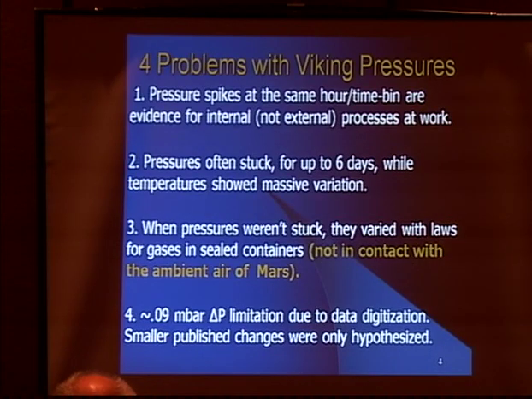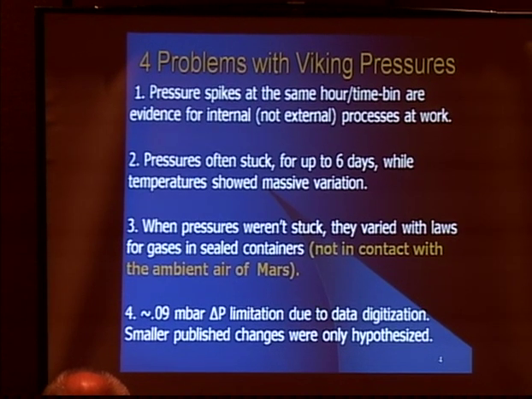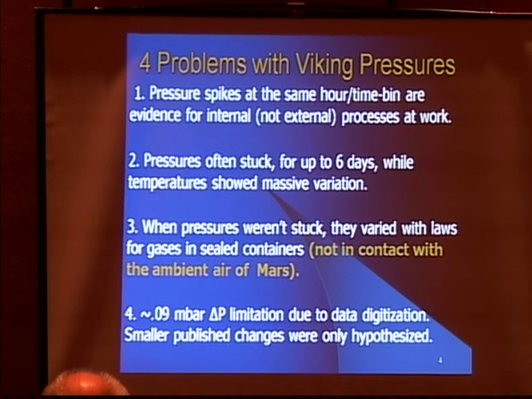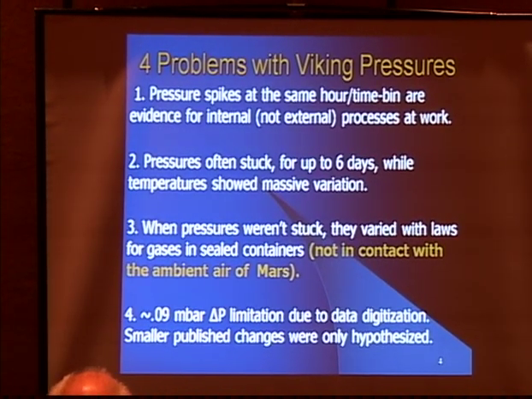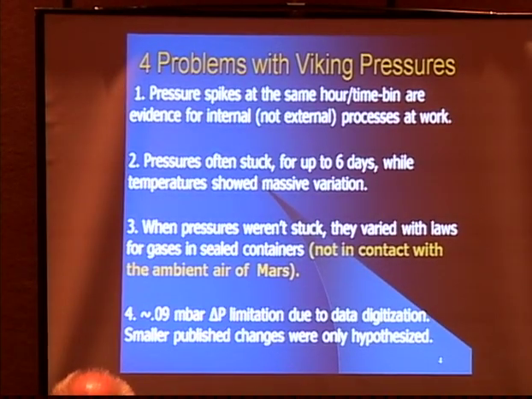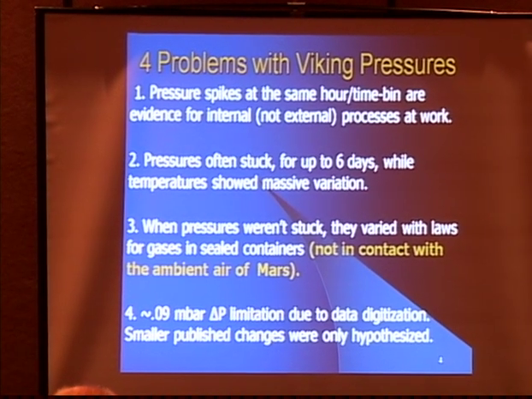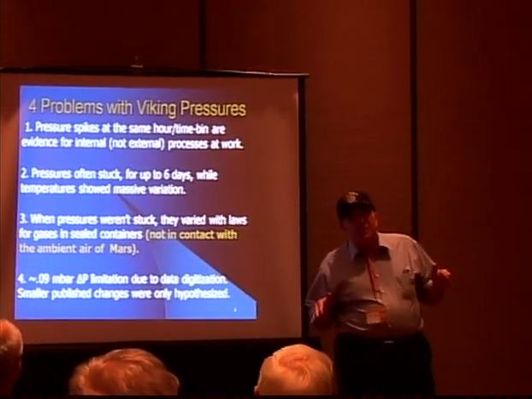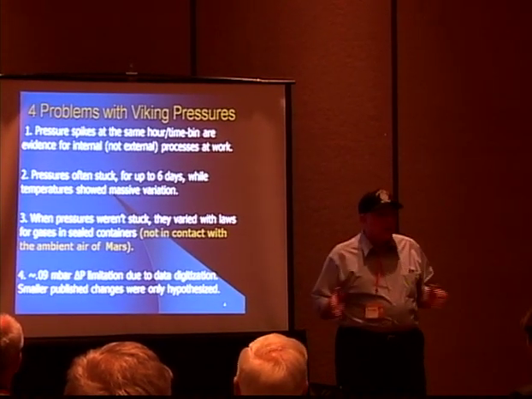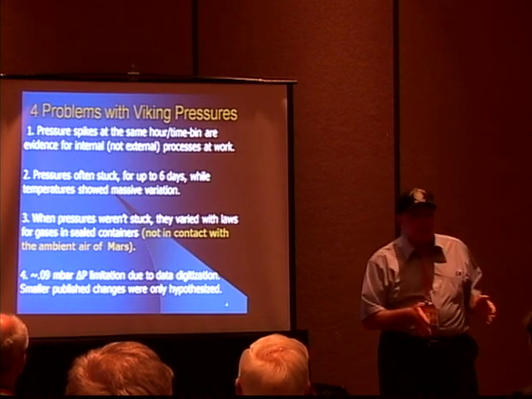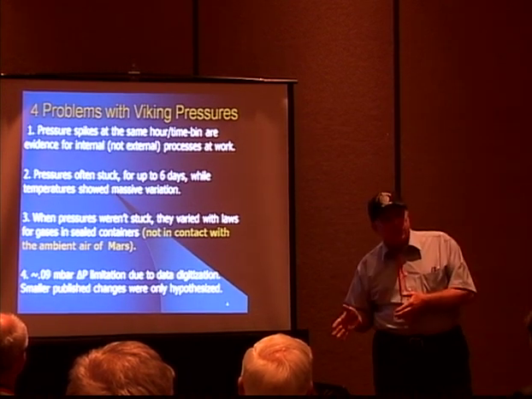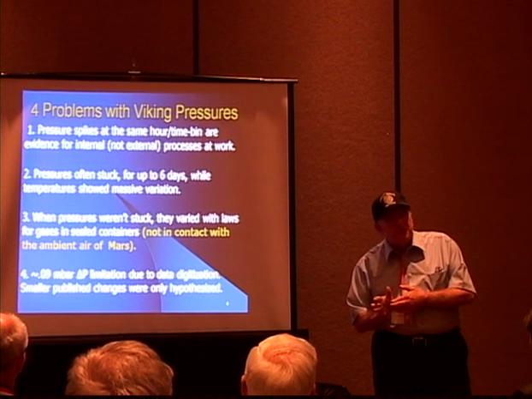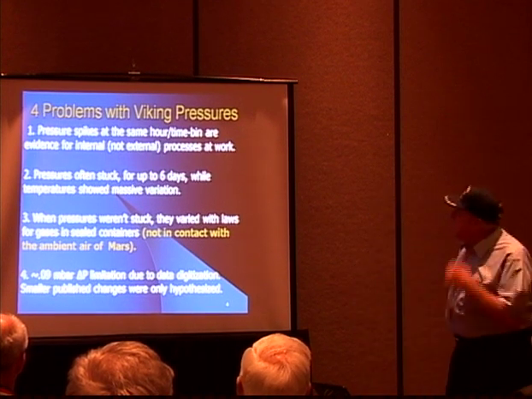So we had four problems with the Vikings and the pressures. One of the first ones that we noticed when we went through the data was there were pressure spikes at the same time every day, same time. Now, we mentioned the 7:30 time in the morning. It's the 0.3 time bin. And I'll show you the Mars clock a little bit. So that's what we noticed first. But we sort of noticed as we went through this massive data that there were other times of day that also had pressure spikes. We seemed to be able to make some pretty good predictions over there.